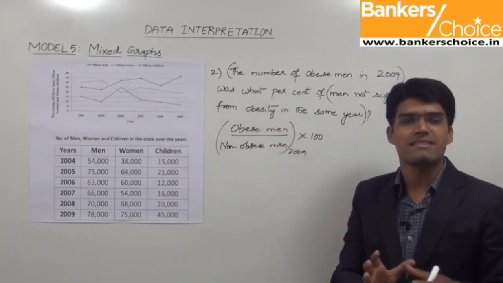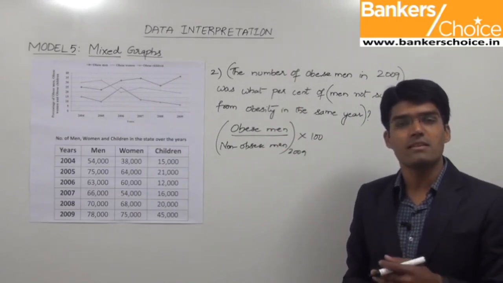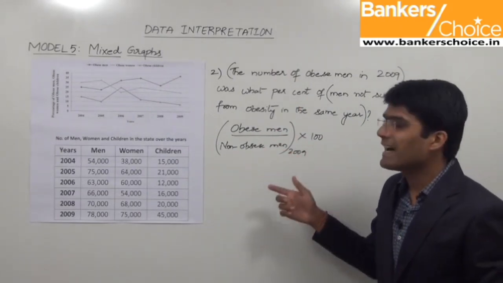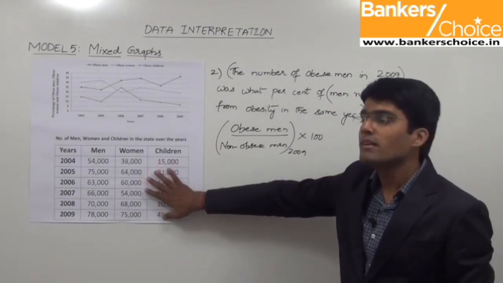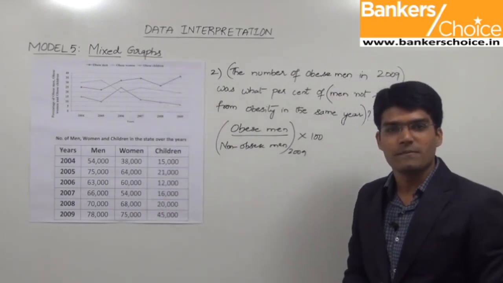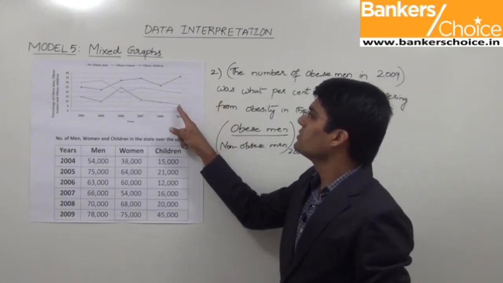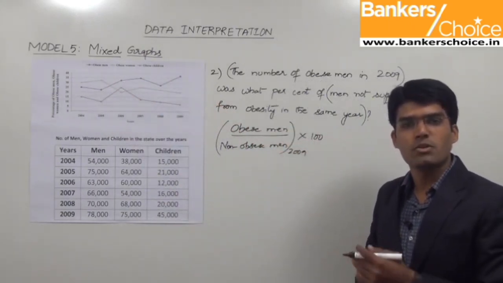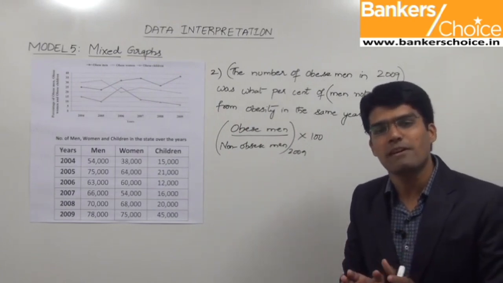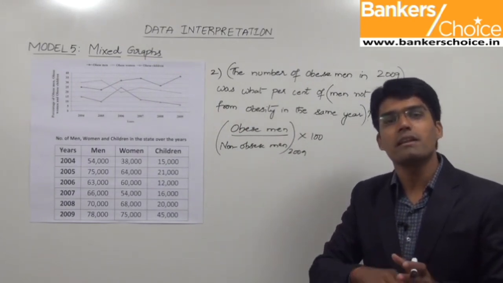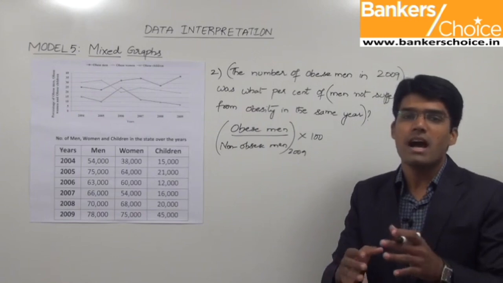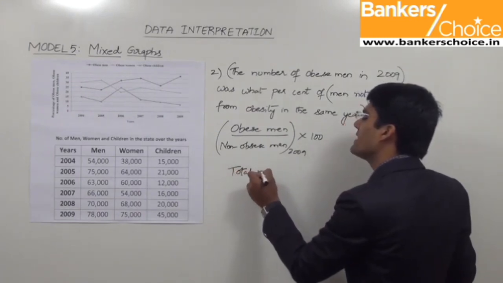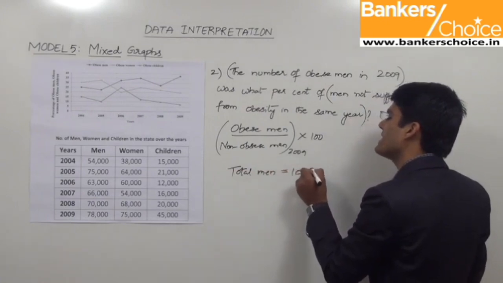But friends, that's the general way of solving the problem and it takes a lot of time to do all those calculations. But smart students will get the answer without referring to the table directly by looking at the given percentage here. We know that in the year 2009, 37.5% of the men are obese. Now it is obvious that if 37.5% men are obese, the remaining 62.5% men are not suffering from obesity. Let us assume that the total men is 100%. Total, as we know, can always be taken as 100%.